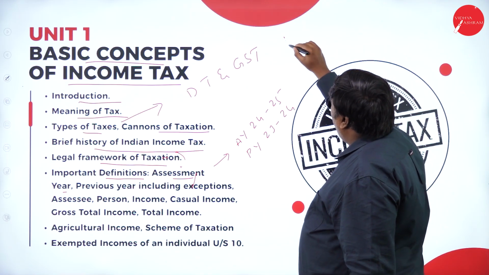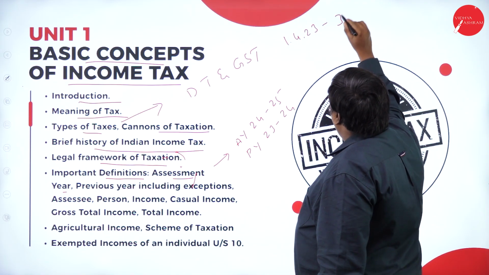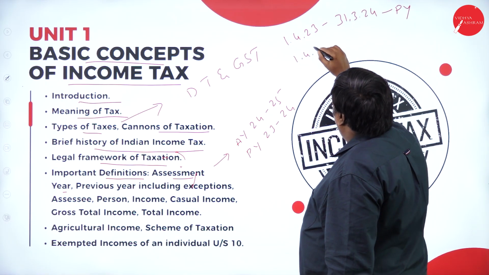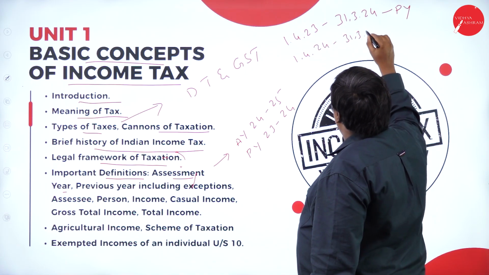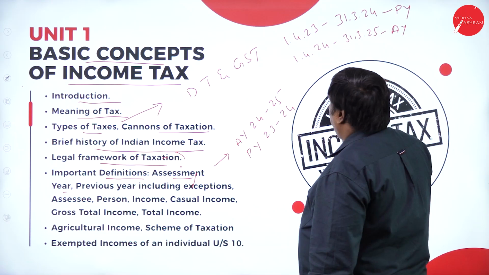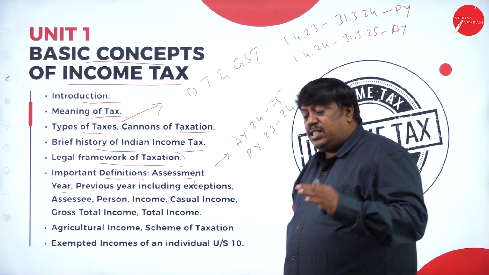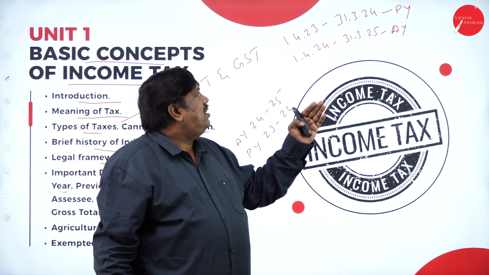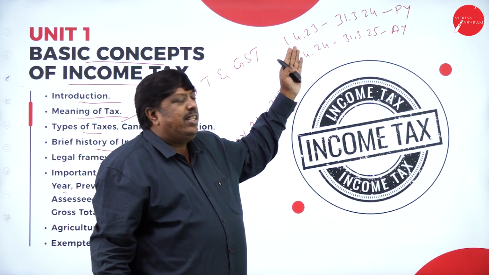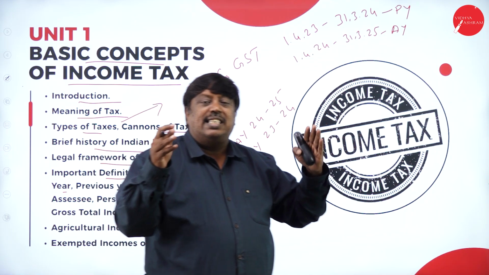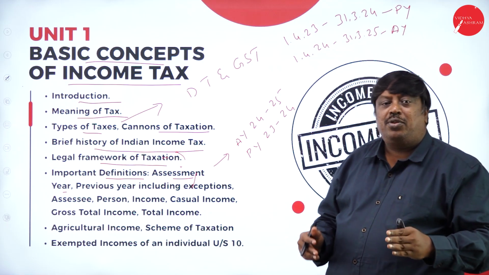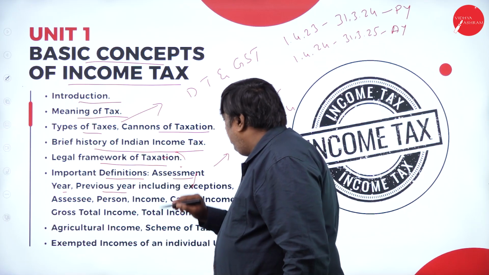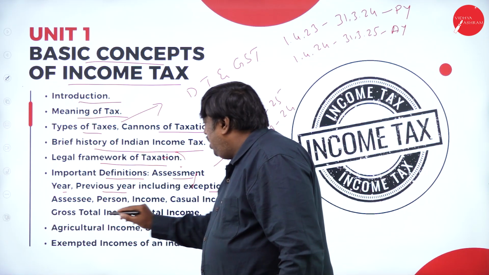That is nothing but 1/4/2023 to 31st March 2024 is my previous year. 1/4/2024 to 31st March 2025 is my assessment year. So this is for the entire syllabus. Whenever we ask what is assessment year or previous year, my previous year will be 1/4/2023 to 31st March 2024, and the assessment year will be 1/4/2024 to 31st March 2025. And then we are going to learn the exceptions and the assessee.